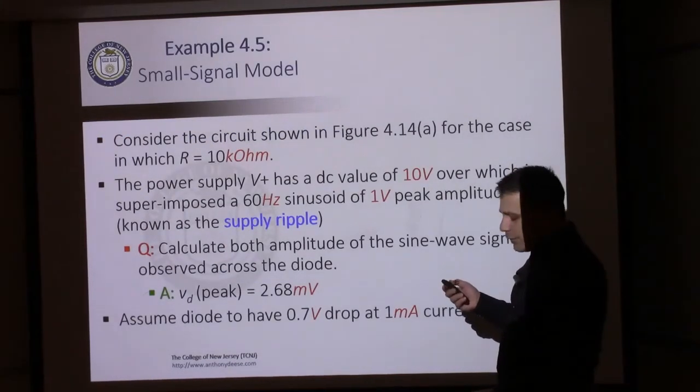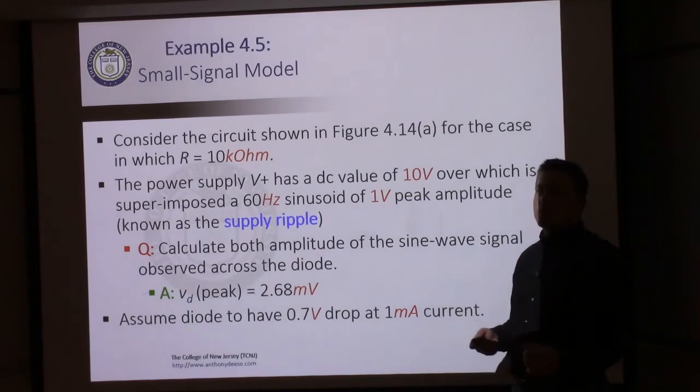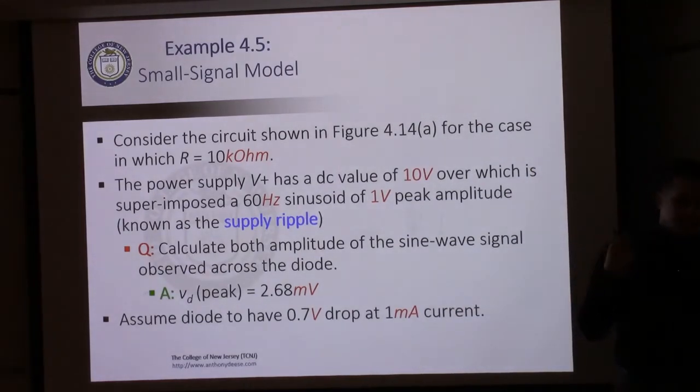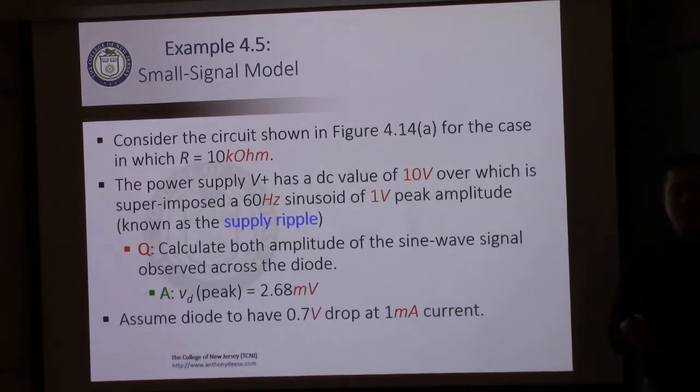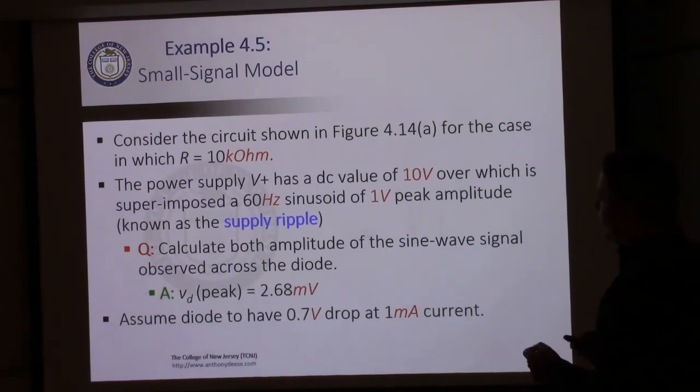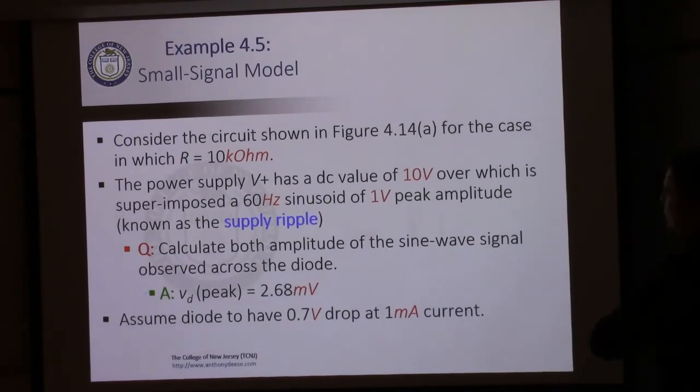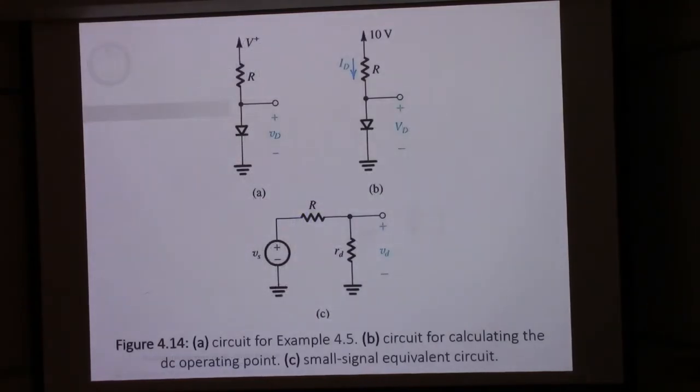Okay, now example 4.5, I think this is going to be the real aha moment. This is the best way to understand this model. The derivation, the initial model presentation is perhaps a little bit difficult to understand intuitively. It's not easy for me to explain, to be honest, but the example makes it crystal clear. So let's consider a circuit that's shown in 4.14A, okay, which is here.